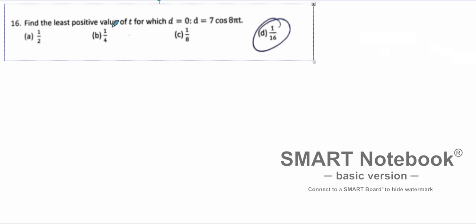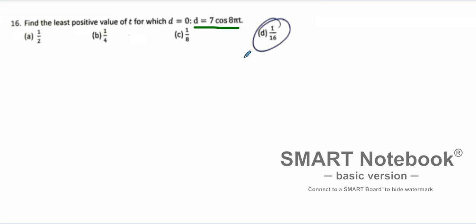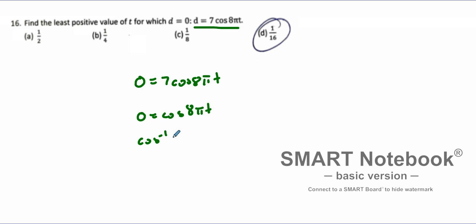Next one is find the least positive value for t which d equals 0. All right, here's our equation here, and I have the one circled. Let's find out what that is. So if d equals 0, we're going to plug 0 in for d, and then we're going to solve for this. We divide so we can get cosine by itself. So we have 0 equals cosine of 8 pi t. Now we're going to take the inverse cosine, because that's how we get rid of that. Inverse cosine of 0, we got 8 pi t.